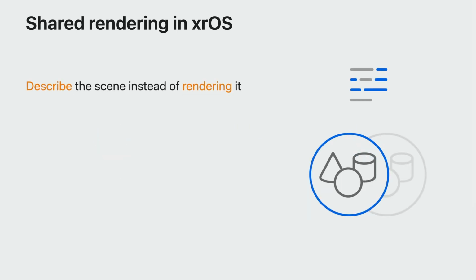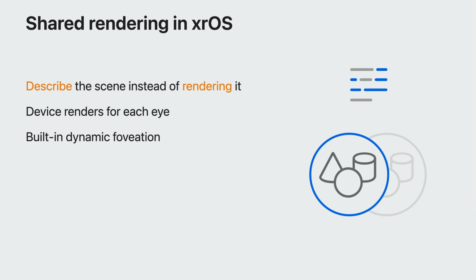Rendering on xrOS works a little differently than you're used to. Instead of rendering every pixel, you describe what should be rendered, all the models, textures, and shaders, and then the device renders it automatically for each eye. Another benefit of the platform rendering for your game is that it can apply dynamic foveation to increase the resolution.